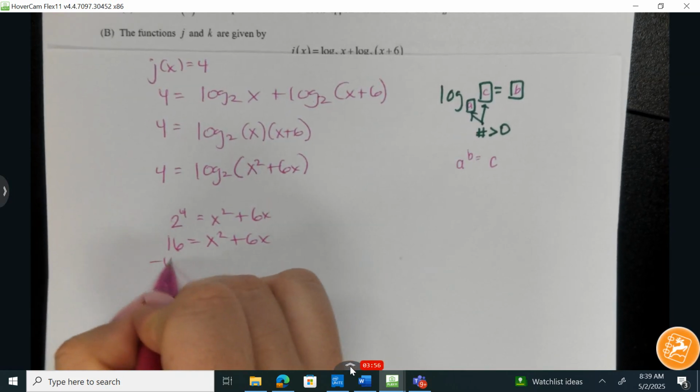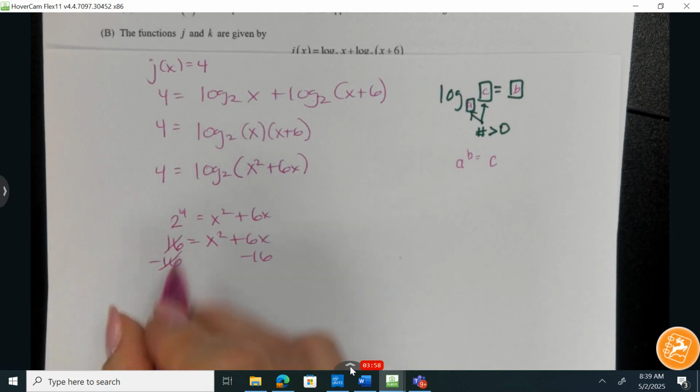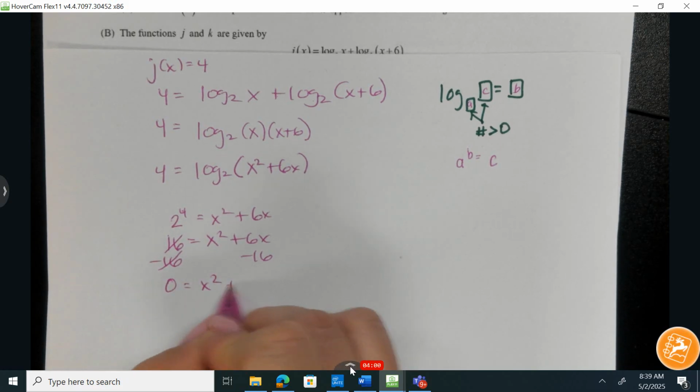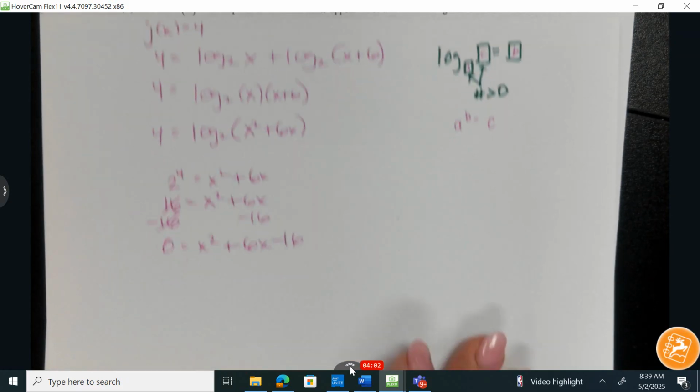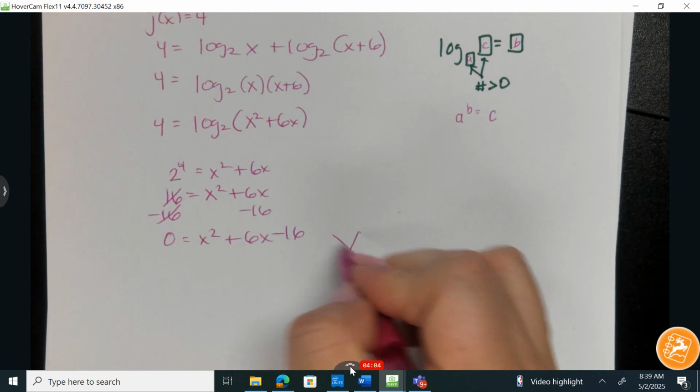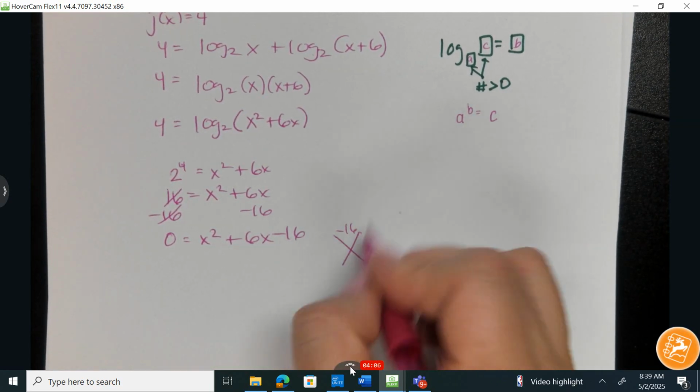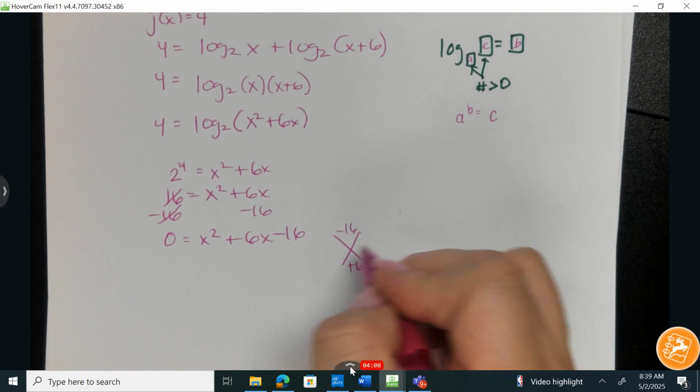Now I'm going to move 16 to the opposite side. Remember that on this test, we are not going to skip any steps, so we're going to show all of our work as we move throughout this. Is this factorable? Do I know 2 things that multiply to give me negative 16 and combine to give me a positive 6?